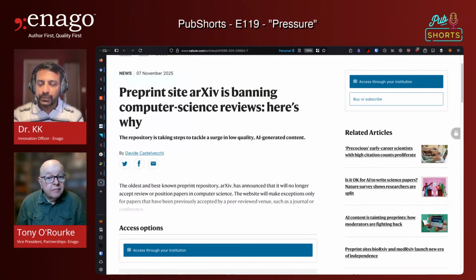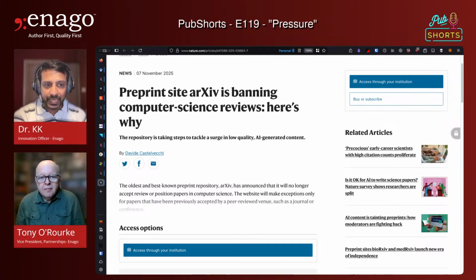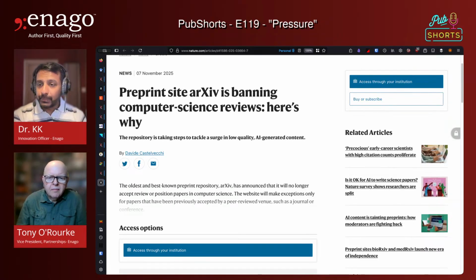Basically, it's also because of poor quality AI-generated content, and arXiv saw the rejection rate jump from 2.3% in the past to 10% in the past year. So this is related to preprint screening.